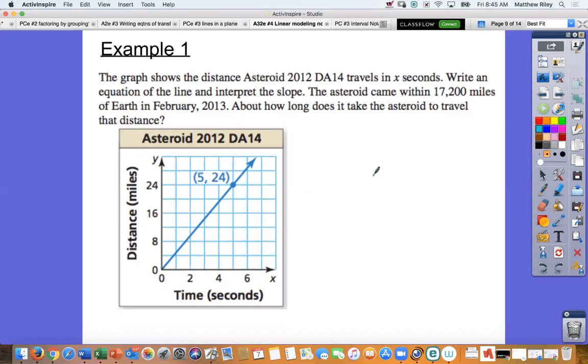So here's the thing. Read the question. You're going to have a lot of information up here. The graph shows the distance that this asteroid travels in x seconds. So x is your seconds, x is your time, y is your distance. I can go ahead and write that right away. X is your time, y is your distance.